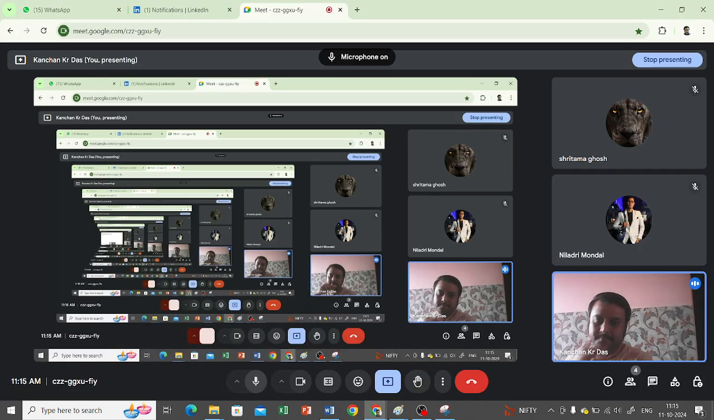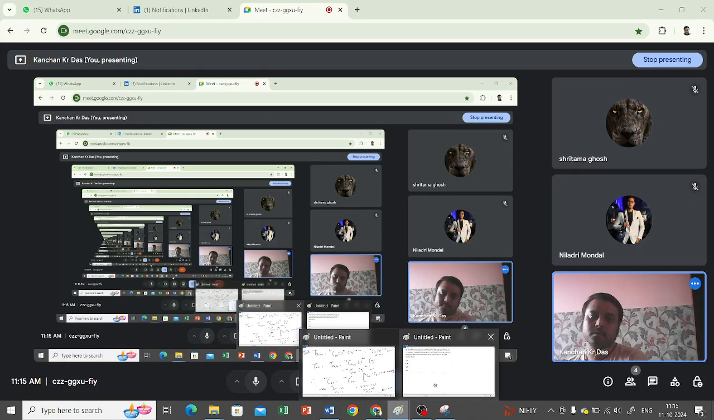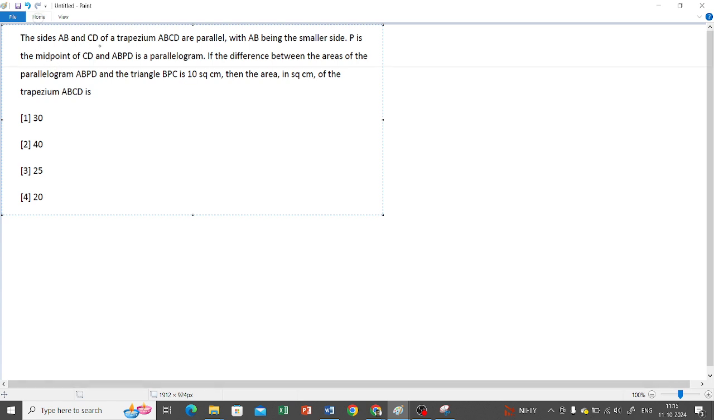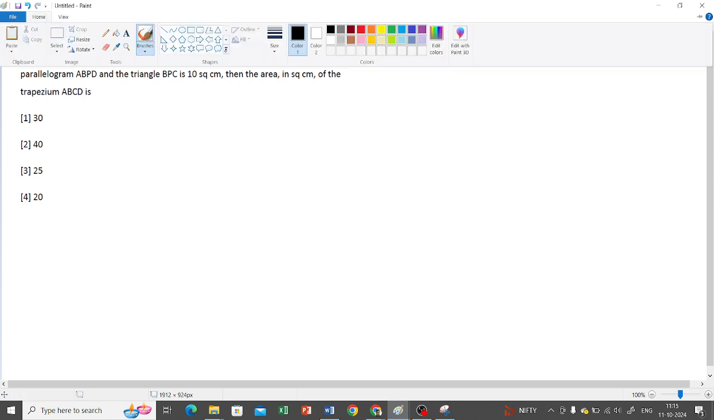So let me do it. The sides AB and CD of a trapezium are parallel, okay, with AB being the smaller side. So trapezium, you know how a trapezium looks like. Let me see if I have a trapezium. I don't.